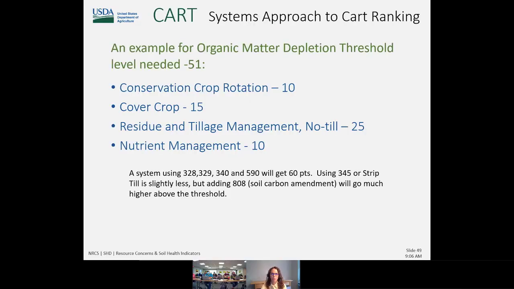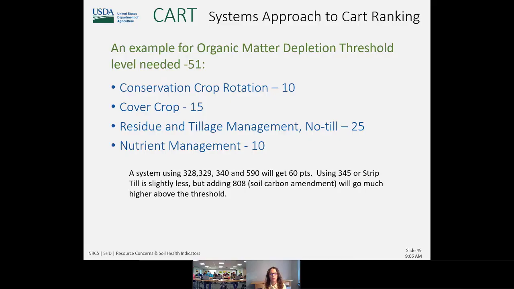And then that would determine the threshold points and help with the planning process. So once you have the CART system approach and the CART ranking, the example we will work with here is for organic matter depletion. We had it in a medium category, and the threshold points were 51. So as you're planning, you assess the existing practices and then determine what new practices would total those threshold points.